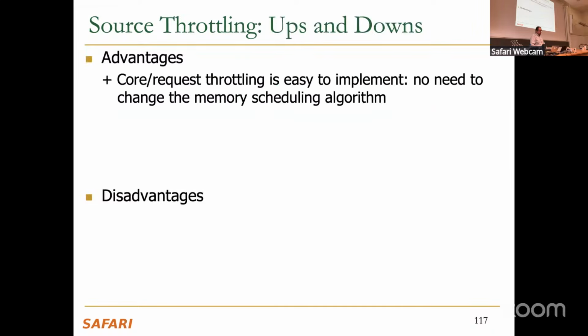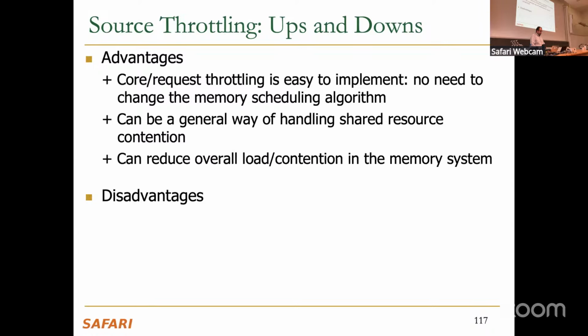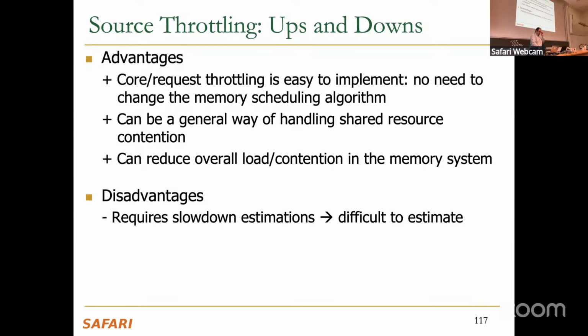Okay, so source throttling has some advantages: core and request throttling is easy to implement, there is no need to change the memory scheduling algorithm, it can be a general way of handling shared resource contention, and it can reduce overall load and contention in the memory system. Basically, it has an impact on many parts of the system, not only the memory controller. By doing this throttling, you are handling cache contention, potentially interconnect contention, memory controller contention, and so on and so forth. But it also has disadvantages: it requires slowdown estimations, which can be difficult to estimate.